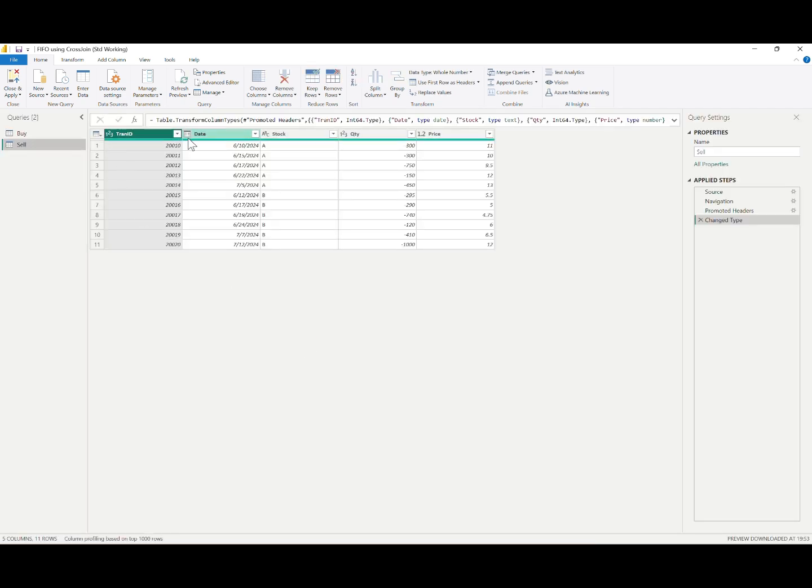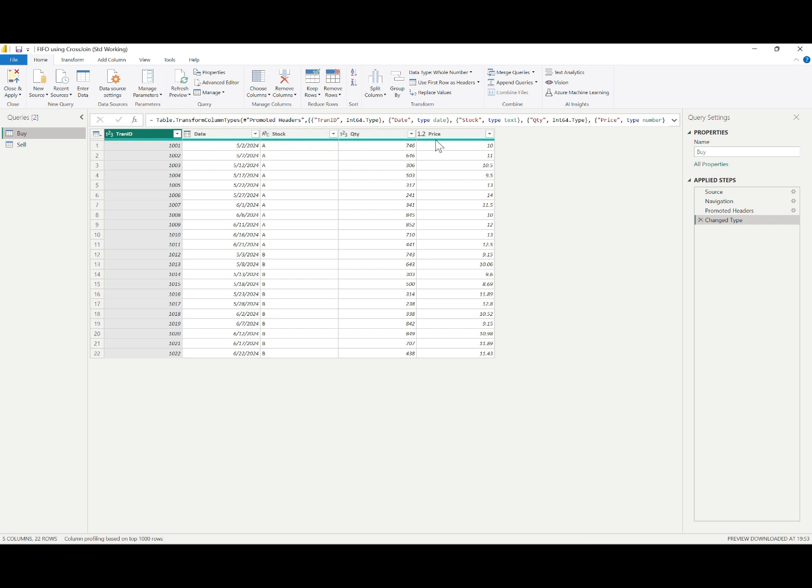Trans ID is integer, date, stock is text, quantity is integer, price is 1.2. Good. Then buy, same. All right, so we accept this.